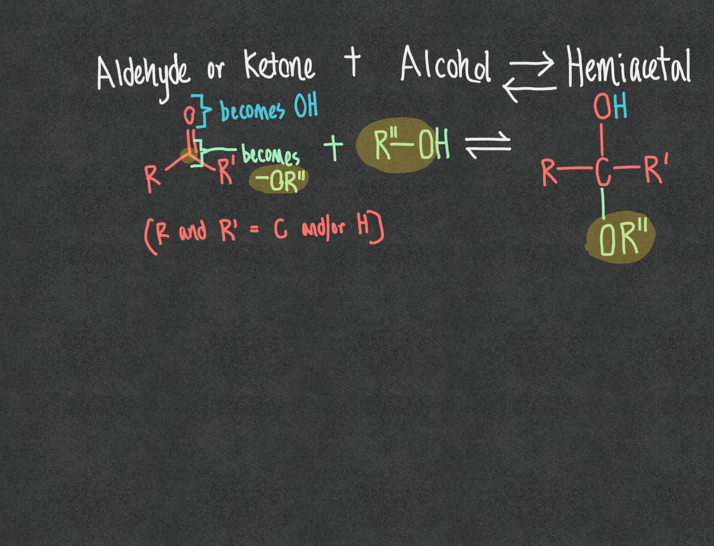So the pattern is always the same. It's always going to be that the oxygen atom of the carbonyl becomes an OH group. The carbonyl carbon is always going to bond to the oxygen and the alkyl group from the alcohol to become OR double prime here in this general template example. So thinking of this from the perspective of functional groups, what we need to remember is that the reaction of an aldehyde or ketone plus an alcohol will give us our product here that we refer to as our hemiacetal functional group.